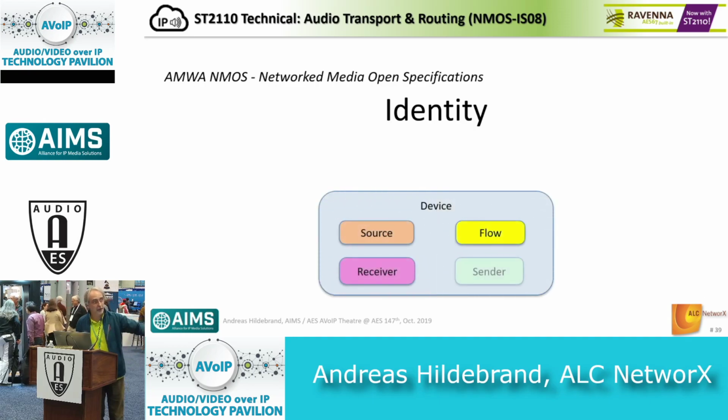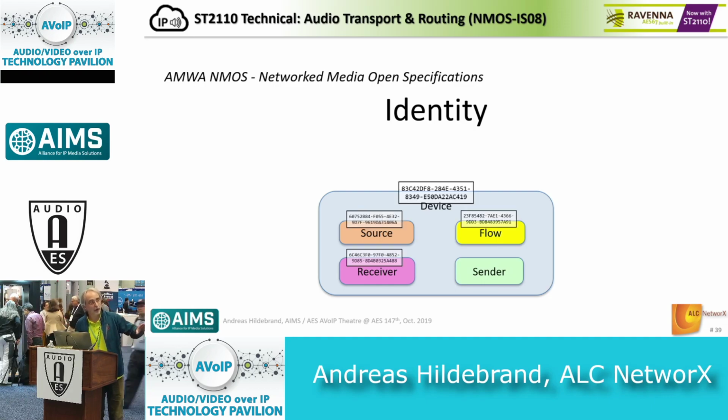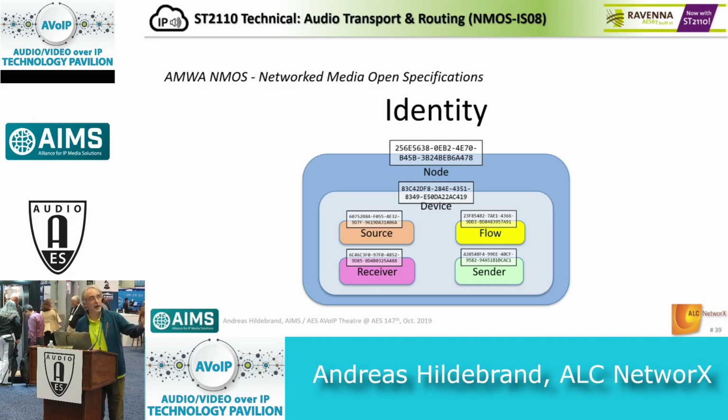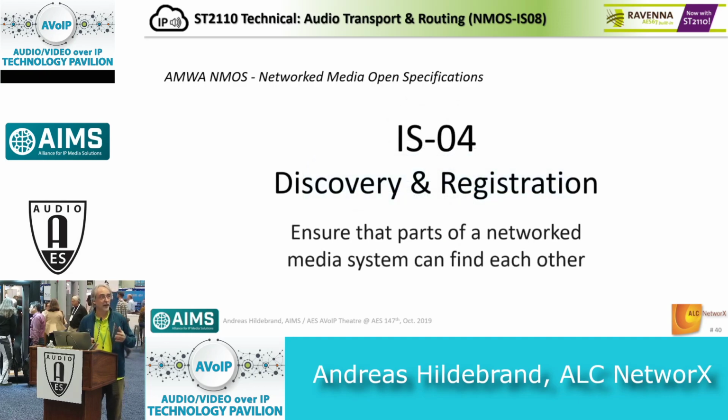So if we have a device, that device has sources and receivers, it can generate flows, it may have a sender, and all these particular resources get unique IDs. A device is hosted by a node that also has an ID, so a node can host more devices. A device can host more sources, more flows, and all these have individual unique IDs. That's the idea of identity.